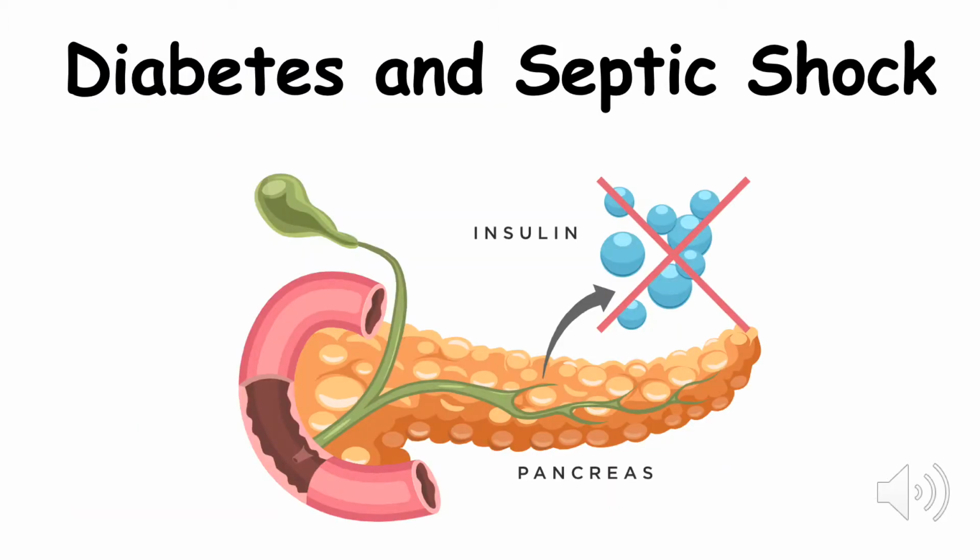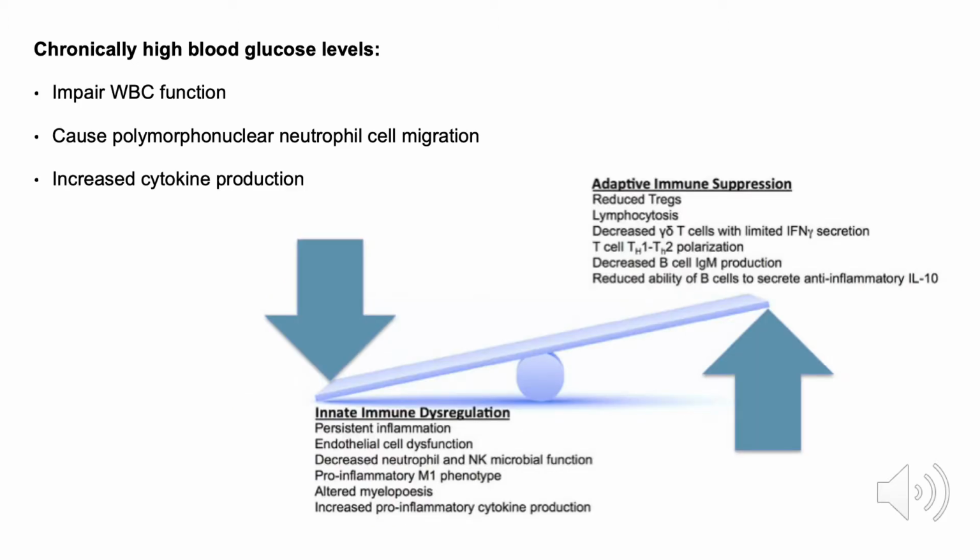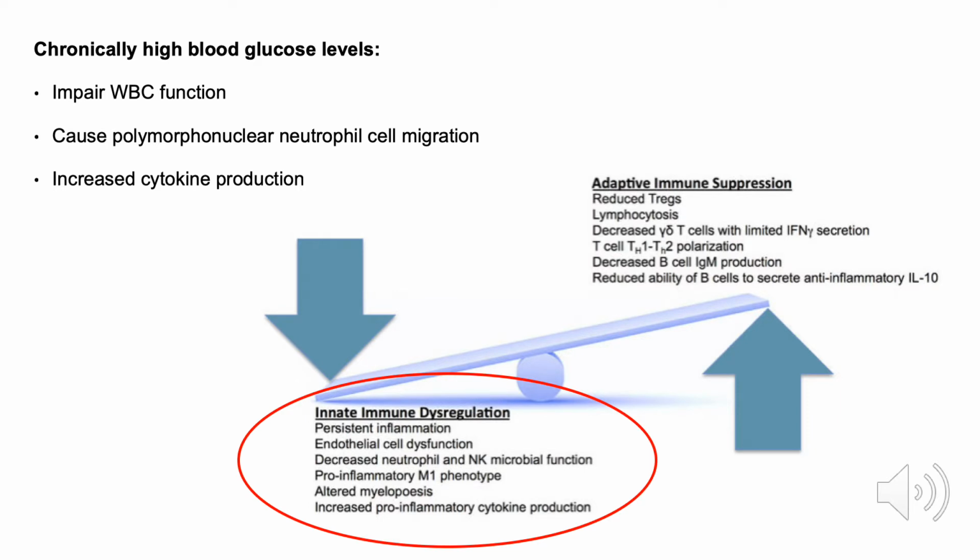Diabetes is a disease that causes abnormally high levels of blood glucose due to the body being unable to produce insulin or properly use insulin to lower blood glucose levels. Chronically high blood glucose levels impair white blood cell function, cause polymorphonuclear neutrophil cell migration, and increased cytokine production. Since neutrophils are crucial components of the innate immune response during sepsis, alterations in their function contribute to the progression of sepsis in diabetic patients.